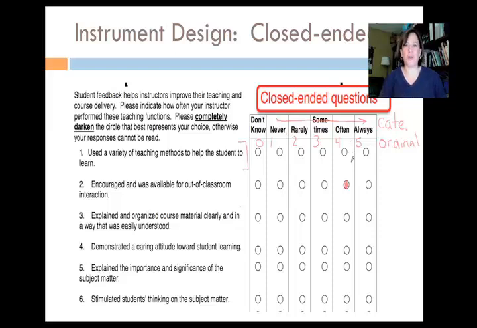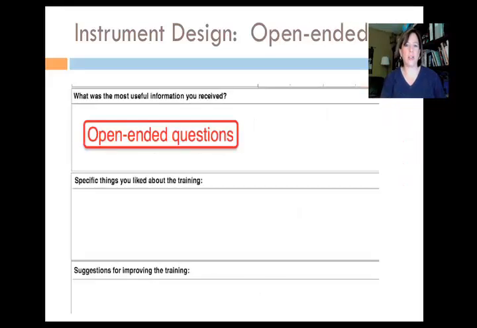So in contrast to a closed-ended question, there are also open-ended questions. And here, these are some examples of open-ended questions. The sky's the limit on these open-ended questions. The respondent can answer it any way they want to, with as many words as they want to. Sometimes, though, if it's, for instance, a web-based survey, we will limit the number of characters that a person can type for an open-ended question.